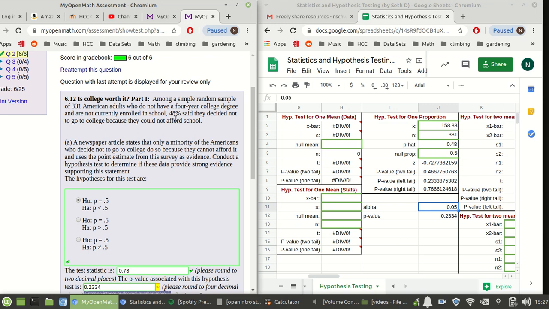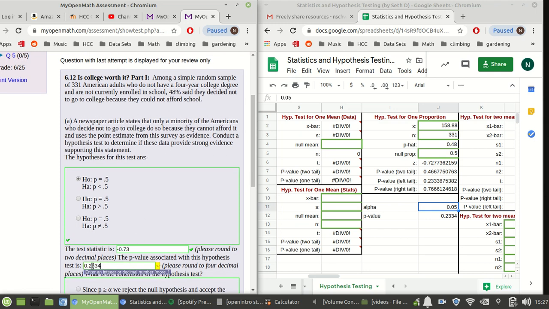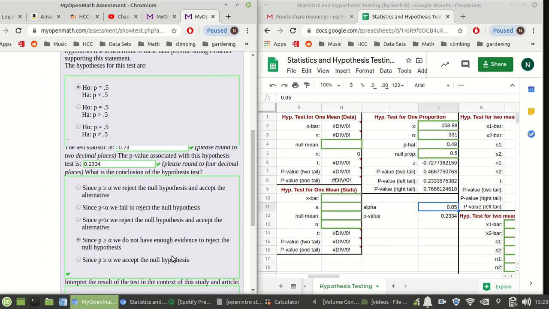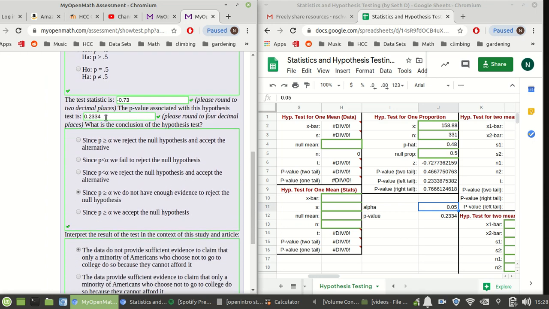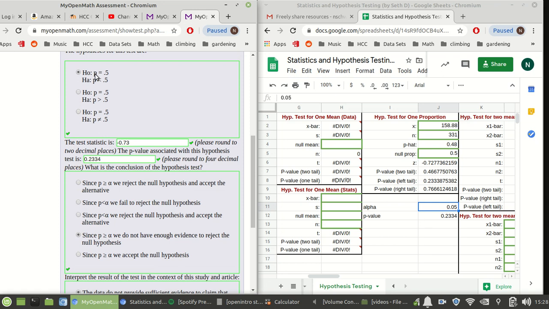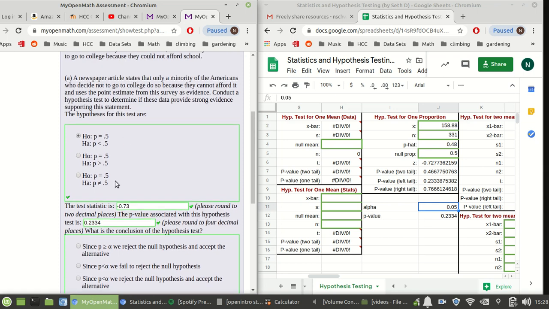So I'll say it one more time. There's a 23% chance that if this is true, we would go out into the world and ask 331 American adults why they're not going back to college, and 48% of them would have said they're not going back because they cannot afford it. So that's what that number means. That means this is likely to be true, because there's a pretty high percentage chance of that thing that we just did happening.